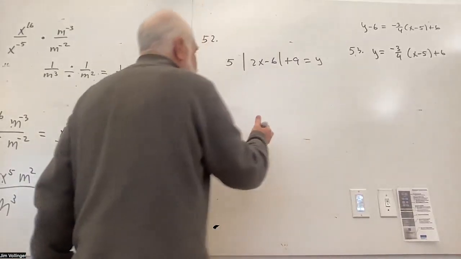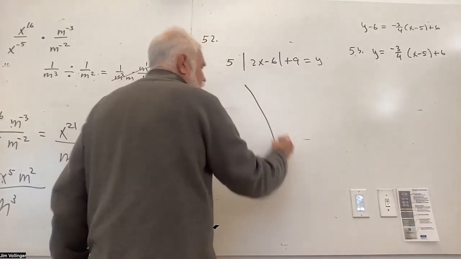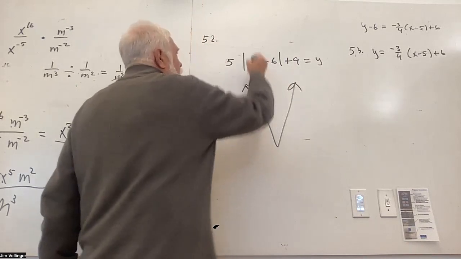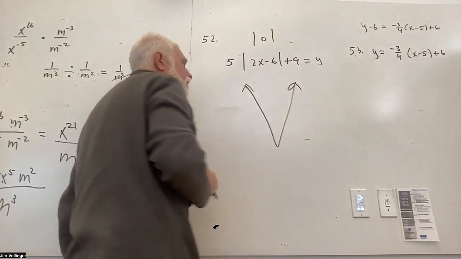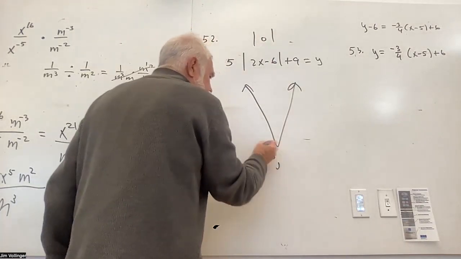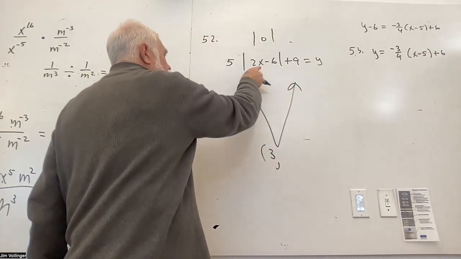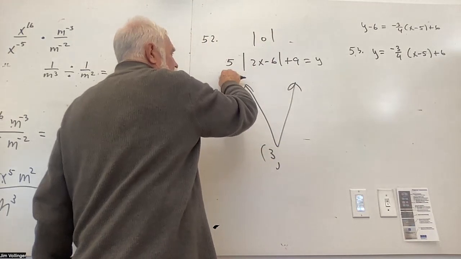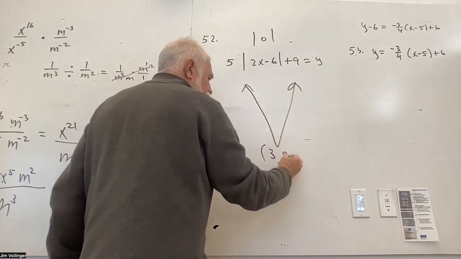I see an absolute value. I see a positive. I see a V shape up. I know I have to get 0 as a minimum, and that occurs when x is 3. If I put a 3 in, I get 0 times 5 plus 9, which is 9.